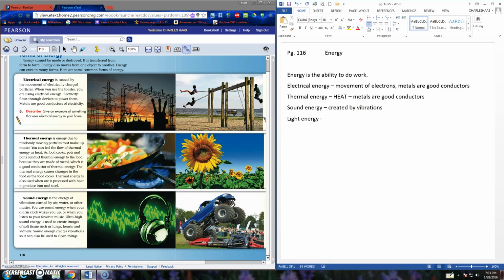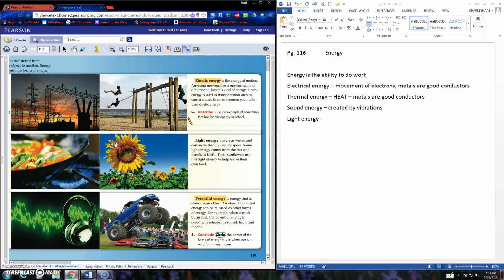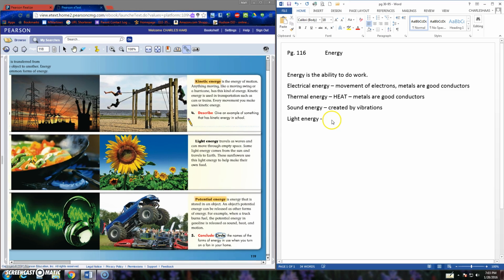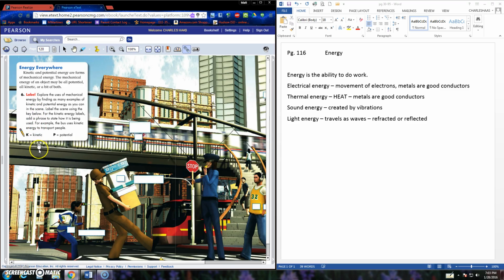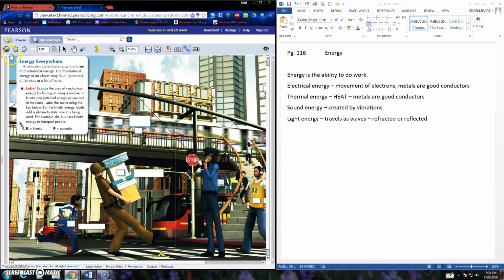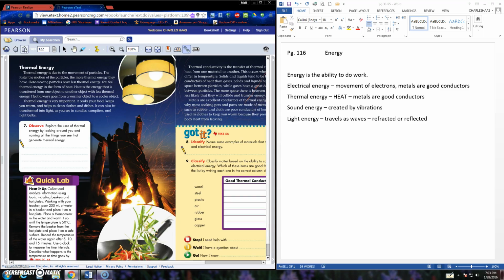Light energy travels as waves. Usually light energy is either being refracted or reflected. We can skip those pages.